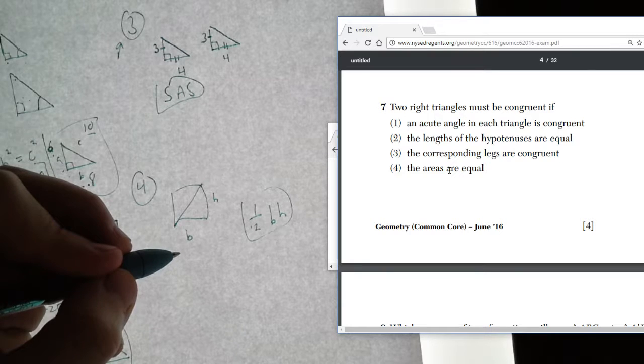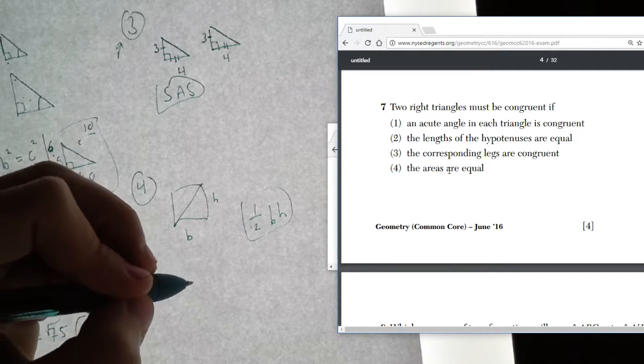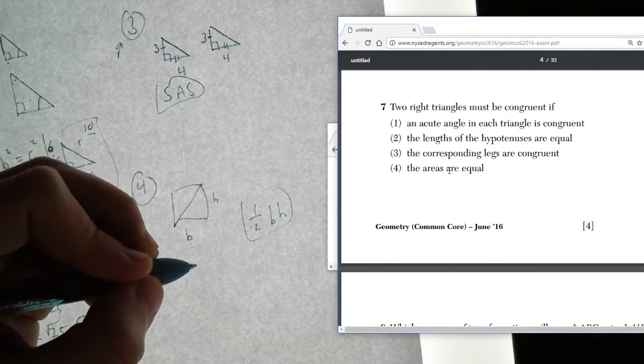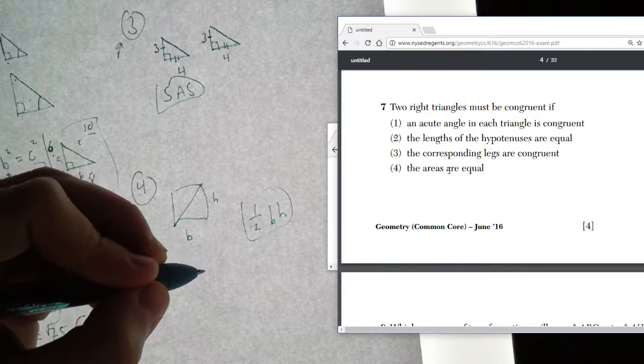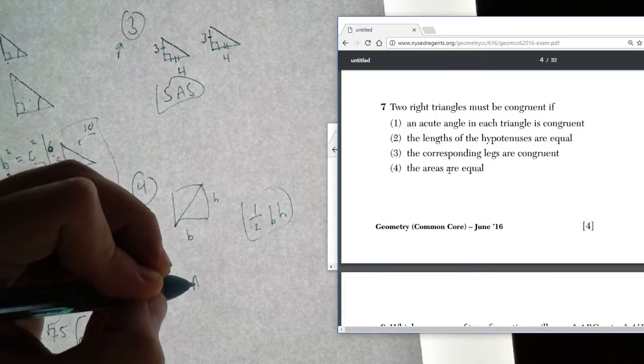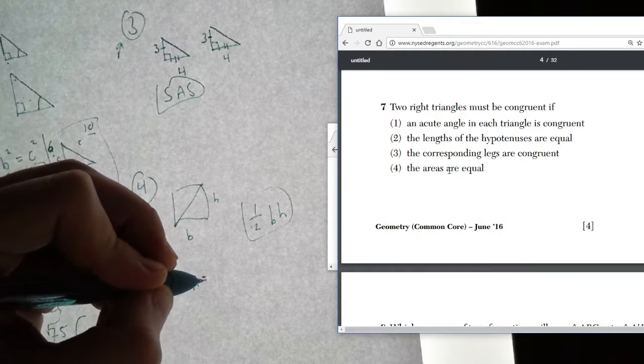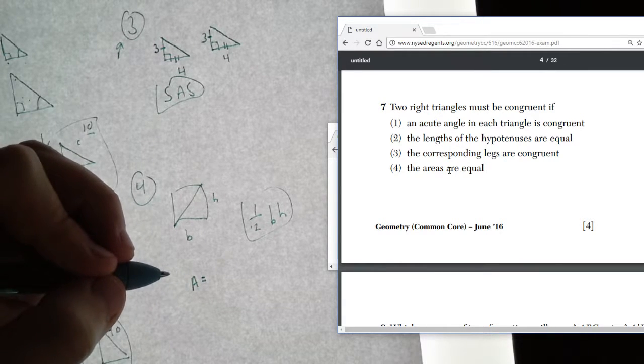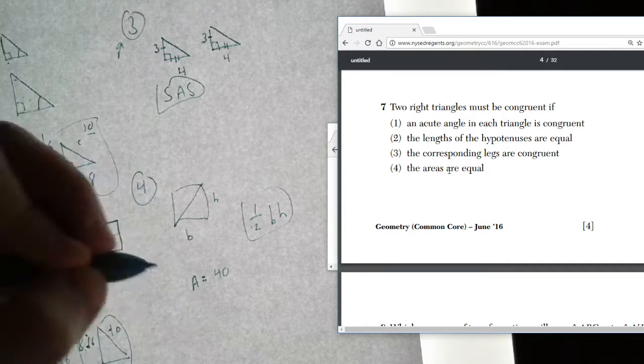So I have 2 right triangles. They need to have the same area, and they must be right. And are they always going to be congruent? I'm thinking not. So let's see. Let's say my area is, what's a nice one after a half? Maybe 40? Let's do 40.